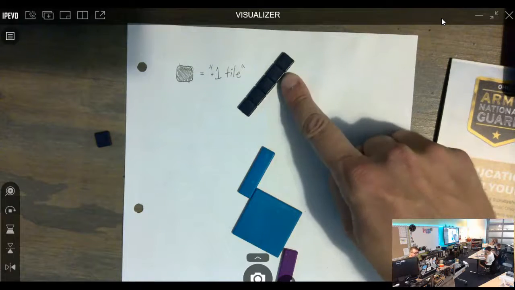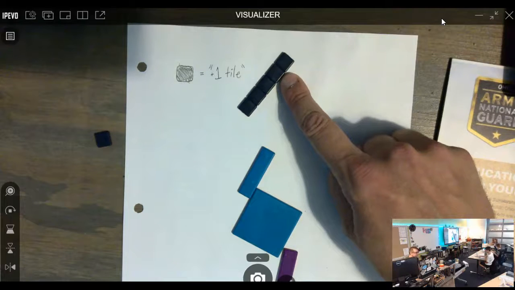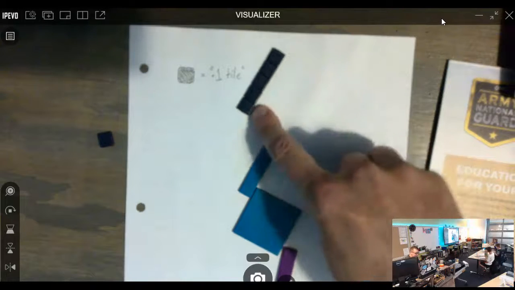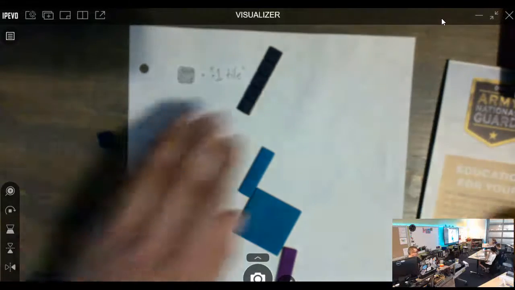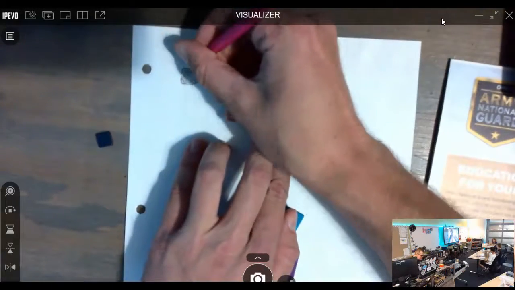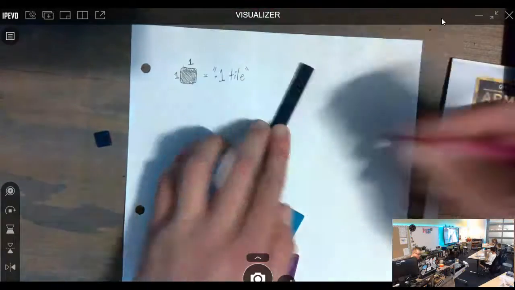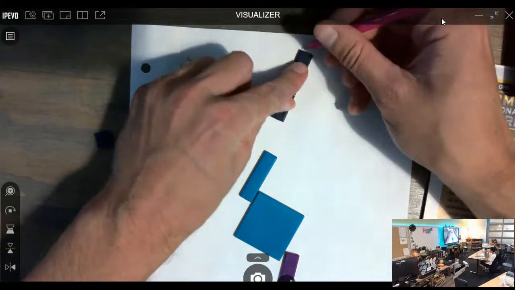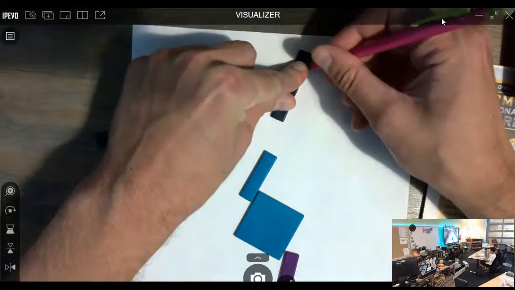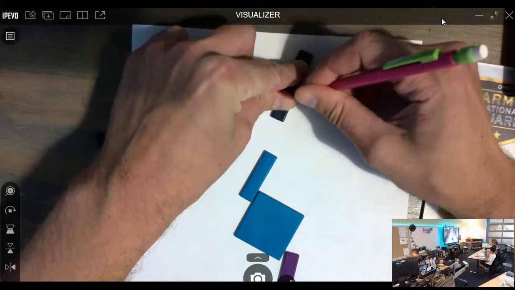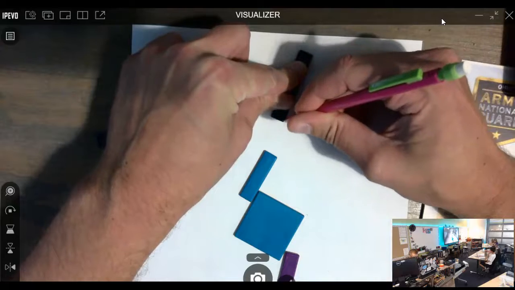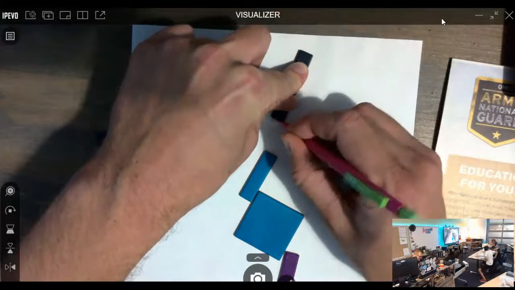What is this? What would we call this? A 5 tile, right? Because it's 5 long. So, guys, hold on. We're not just tracing these. We're going to label. This was a 1 tile because it was 1 by 1. This is a 5 tile because it's 5 by 1. So we're doing it by area. Yeah, these are named by area.